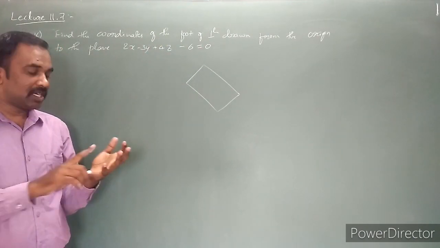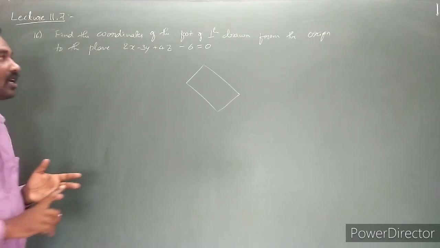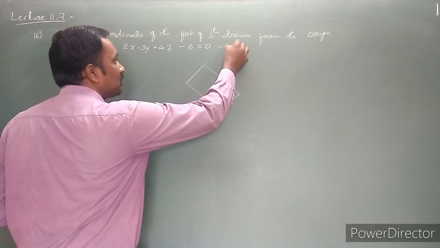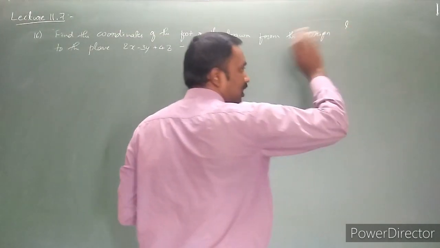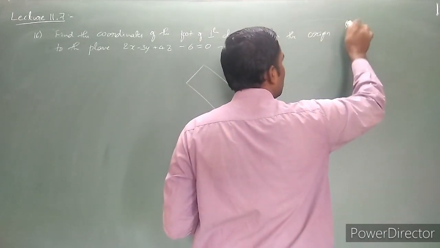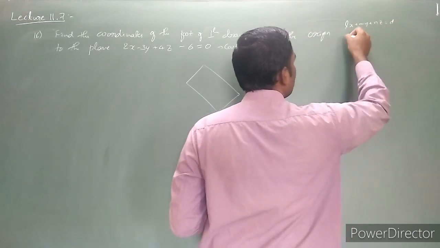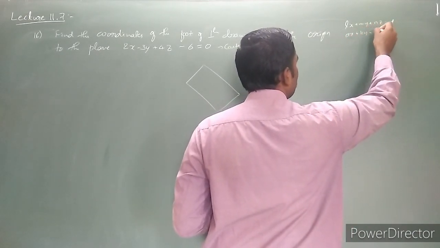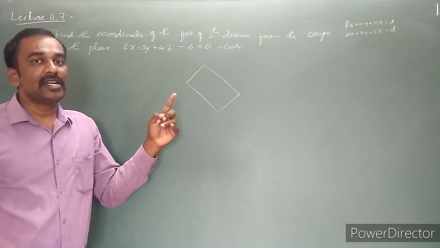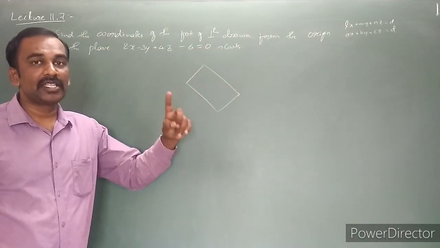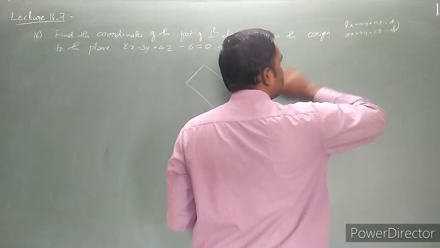In which form, whether it is vector form or Cartesian form? It is in the Cartesian form. Is that clear? Cartesian form of the plane is lx plus my plus nz is equal to d, or ax plus by plus cz is equal to d. In the first case, l, m, n are the direction cosines, and in the second, a, b, c are the direction ratios. This is the Cartesian form.